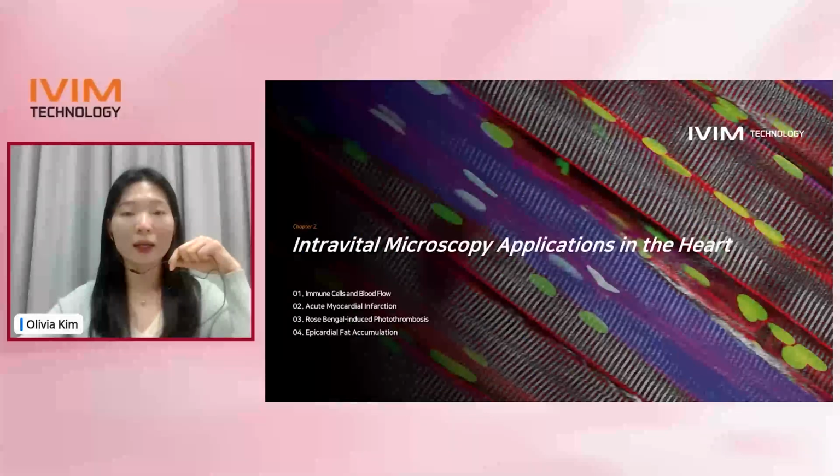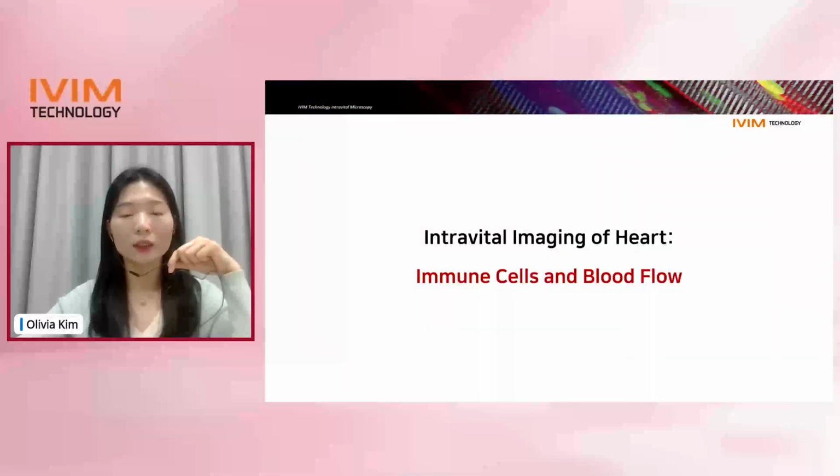So from here, I'd like to walk you through several intravital microscopy applications in the heart, starting from immune cells and blood flow, followed by acute myocardial infarction, then Rose-Bengal-induced photothrombosis, and finally epicardial fat accumulation. The first application I would like to show is real-time cardiac imaging, which allows us to directly visualize immune cell dynamics and blood flow in the beating heart.